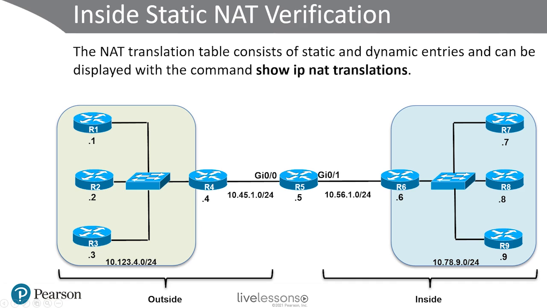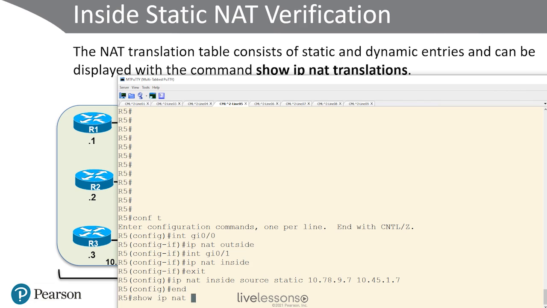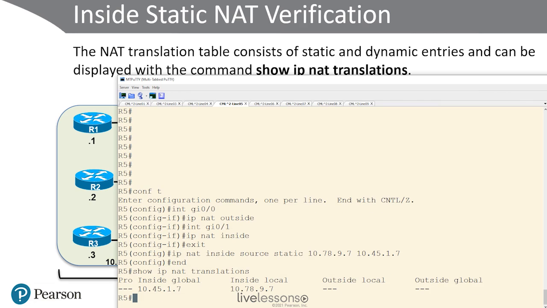Now, the NAT translation table, which is local to R5, can be seen with the command show ip nat translations. Let's go back to R5 and run that command. And we can see that our inside global IP address, which is public, is 10.45.1.7, and the inside local is 10.78.9.7, which is a private IP address. So now that it appears we have our NAT translations configured on R5, let's reestablish a connectivity test.